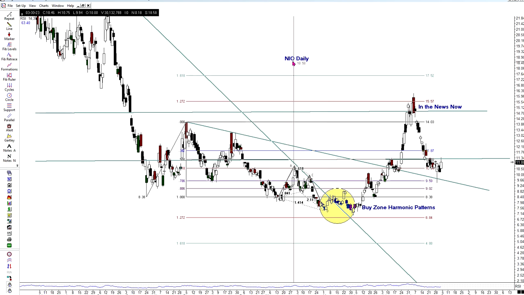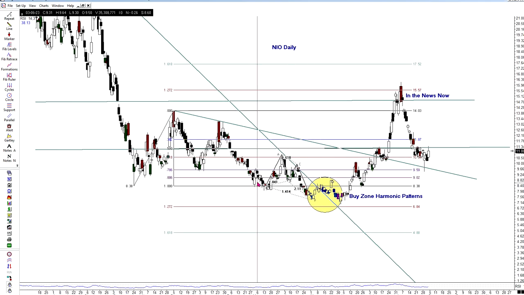So if we take NIO as an example, back in last spring, nobody was talking about this. Nobody was talking about it. It was just drifting lower, lower, lower. It wasn't really on the radar out there in the public news, chat rooms, etc. So butterfly pattern forms down here, and it consolidates for a little bit, even does a little fake move to the downside, almost hits that 1.27 from this swing low to here, and then starts to move to the upside.